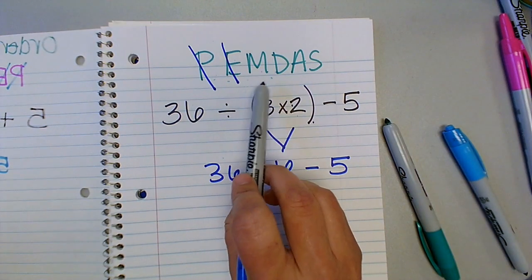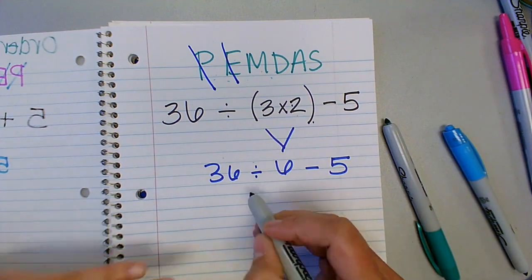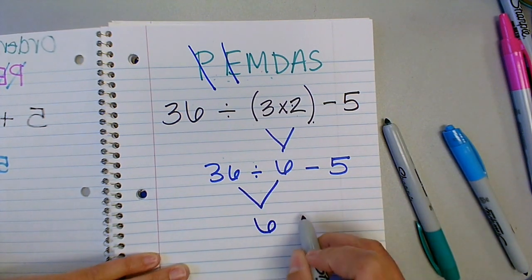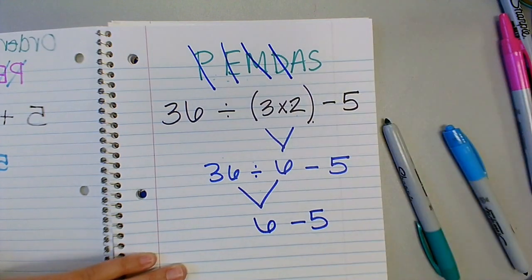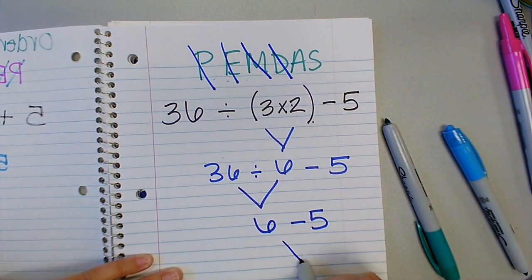Now we're ready for multiplication or division, whichever comes first from left to right. So if we look at this, we hit a division, and it's 36 divided by 6. So 36 divided by 6 is 6, and we rewrite the rest of our equation. We have no more multiplication or division, so we can cross those out. And we're left with addition or subtraction, and we see we have 6 minus 5, which is 1.